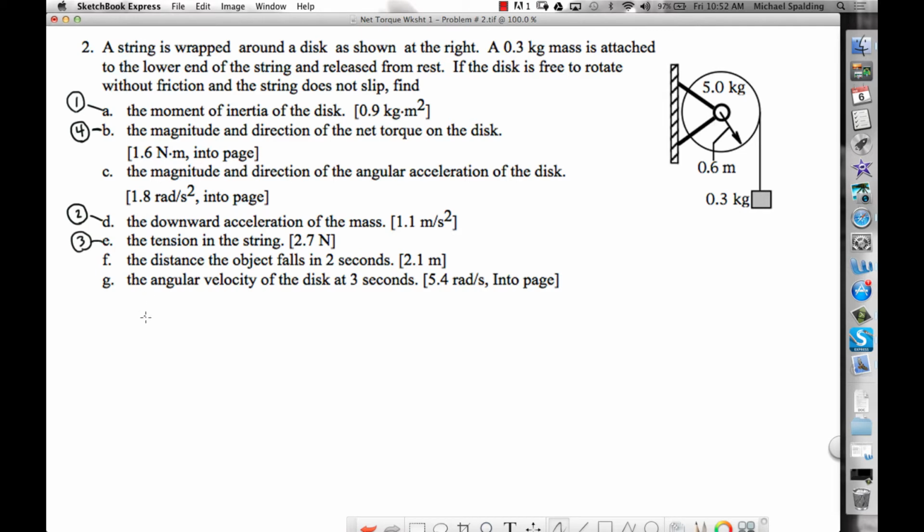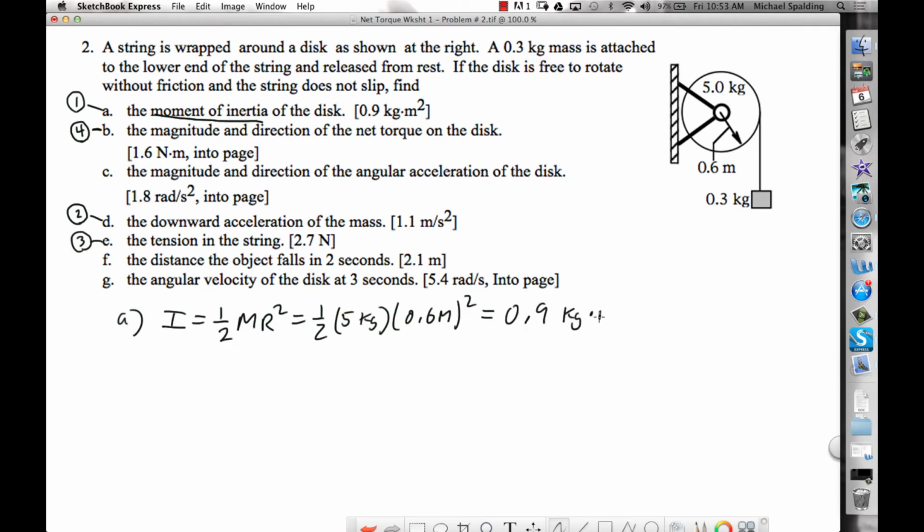So the first question is very easy. Find the moment of inertia for the disk. So part A, for a disk, the equation for the rotational inertia. Moment of inertia and rotational inertia are the same thing. For a solid disk, it's 1/2 mr squared. The mass of the disk is 5 kilograms, the radius is 0.6 meters. So this comes out as 0.9 kilogram meter squared.